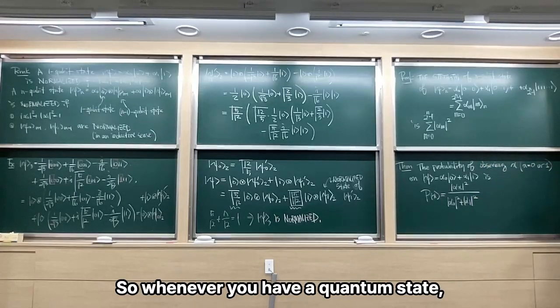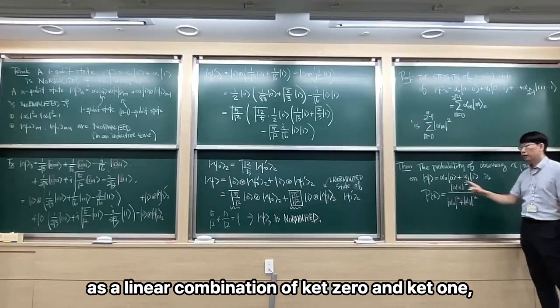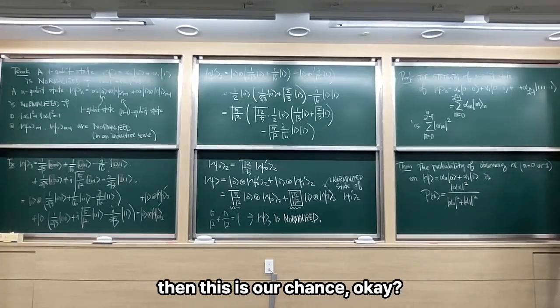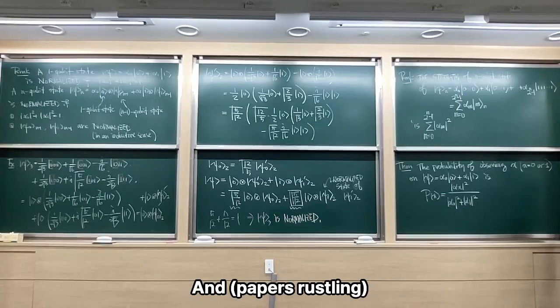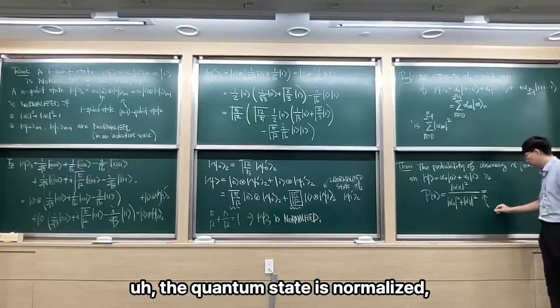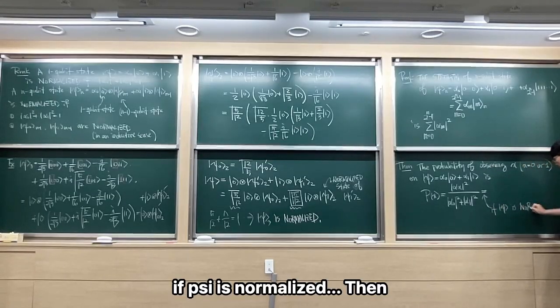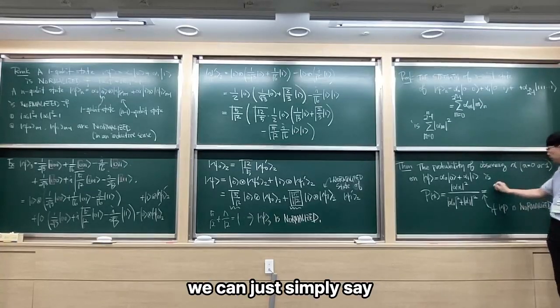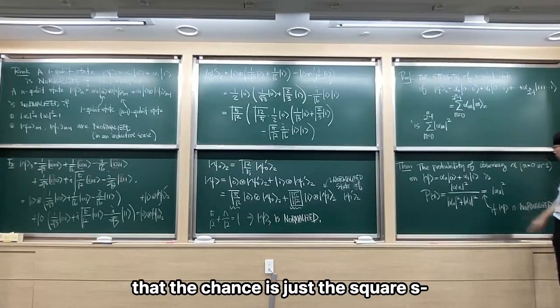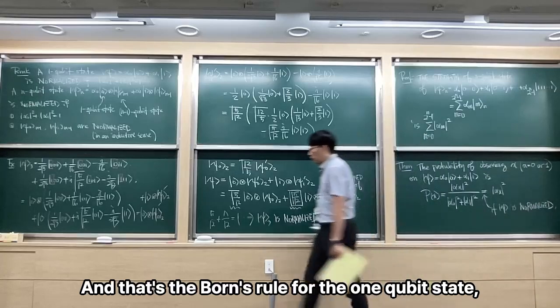So whenever you have a quantum state as a linear combination of ket 0 and ket 1, then this is our chance. Since we always assume that the quantum state is normalized, if psi is normalized, then we can simply say that the chance is just the square of the absolute value of the coefficient. And that's Born's rule for the 1-qubit state.